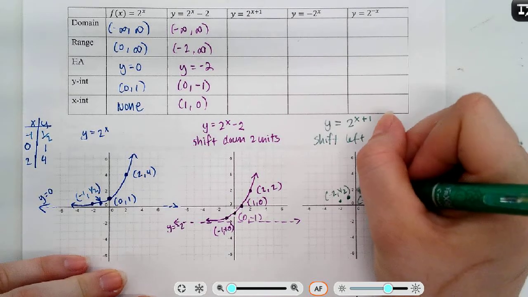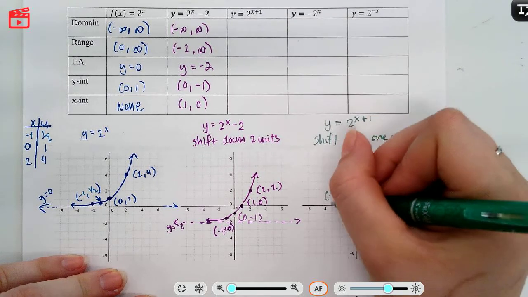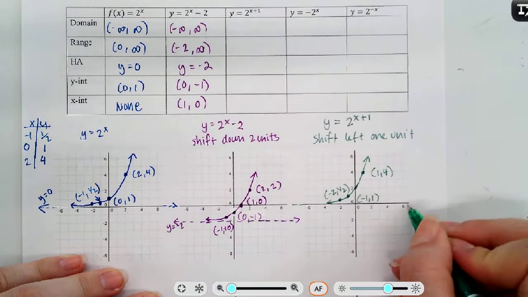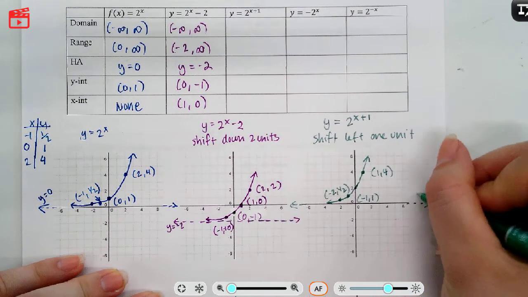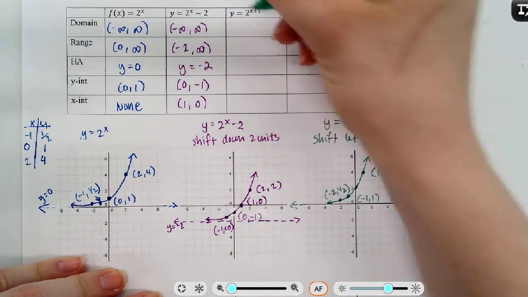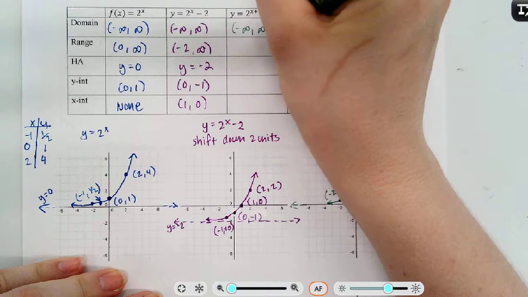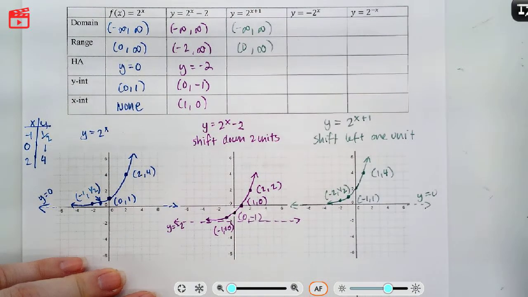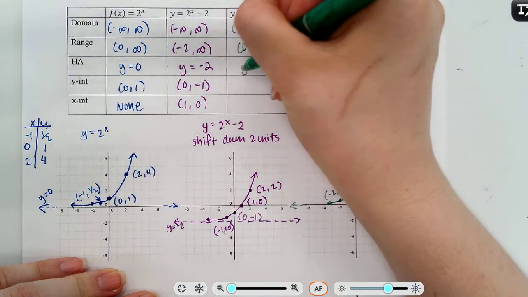Okay, and then our horizontal asymptote has not changed. So there it is. All right, so the domain for this one is still going to be negative infinity to positive infinity. Our range is still 0 to infinity. Horizontal asymptote stays the same, hasn't changed.